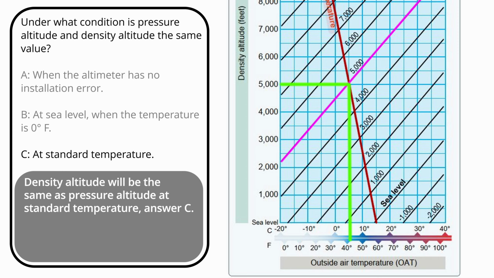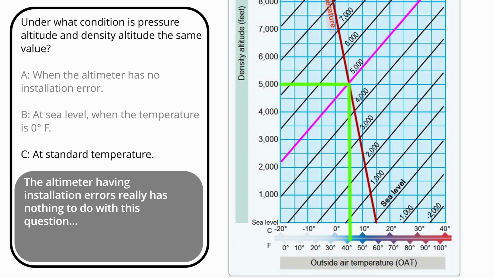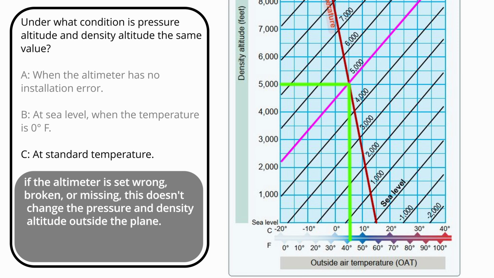Answer C. Again, this means standard temperature at the actual altitude of the measurement. The altimeter having installation errors really has nothing to do with this question. If the altimeter is set wrong, broken, or missing, this doesn't change the pressure and density altitude outside the plane.